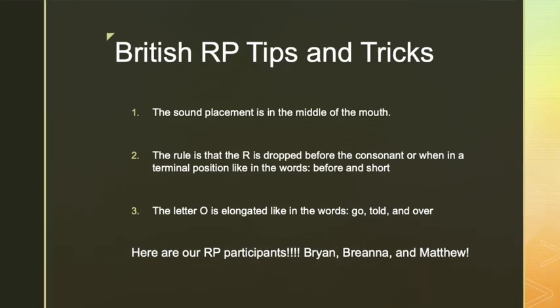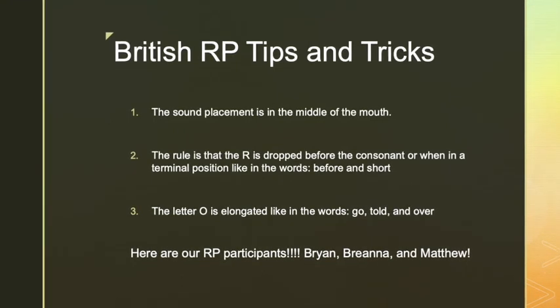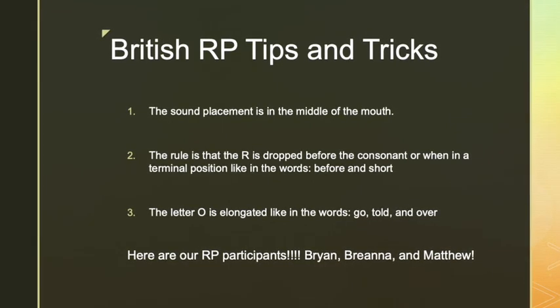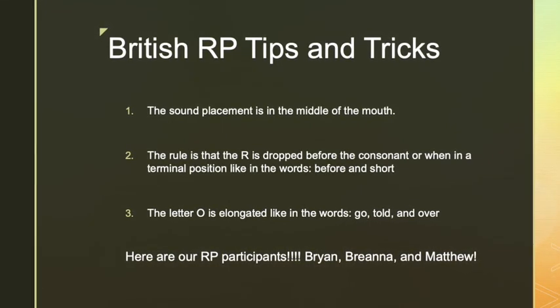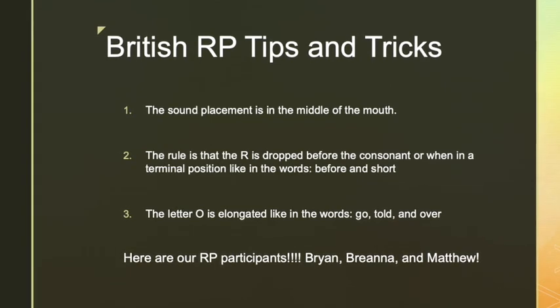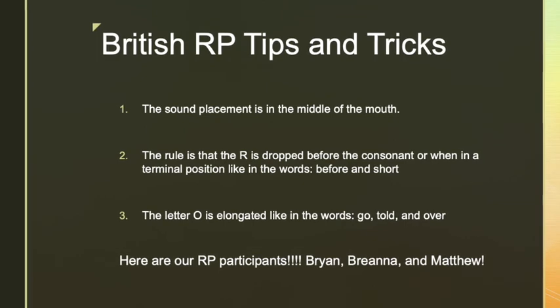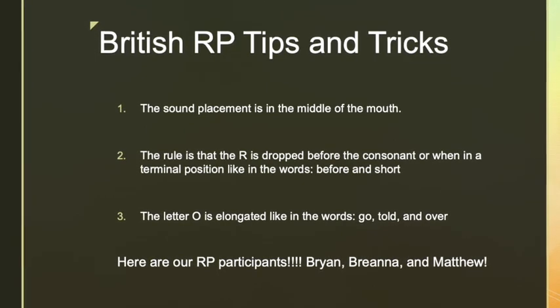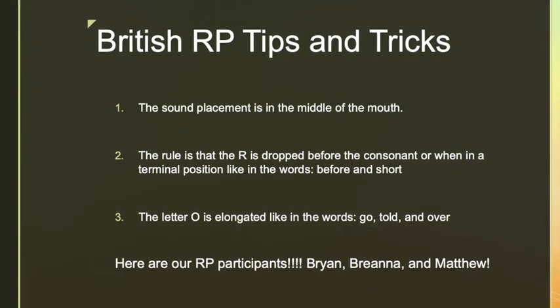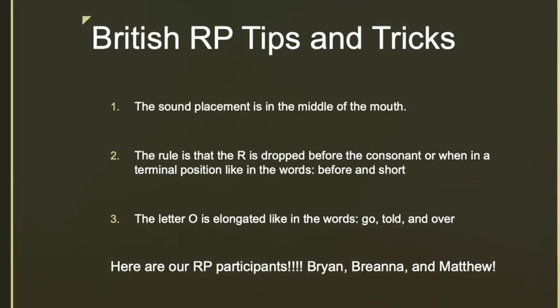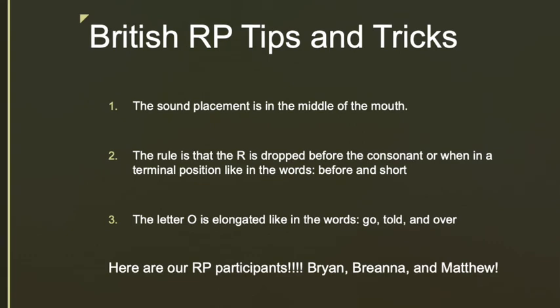Standard British, or RP, tips and tricks. The sound placement is in the middle of the mouth. The rule is that the R is dropped before the consonant or when in a terminal position, like in the words before and short. The letter O is elongated like in words go, toad, and over.